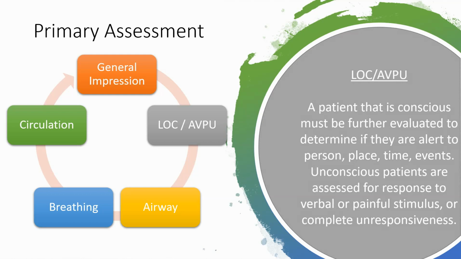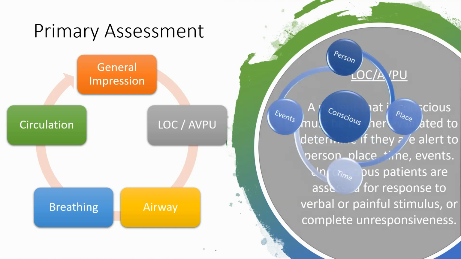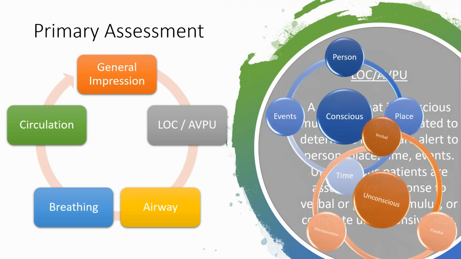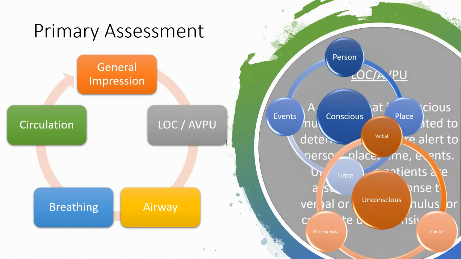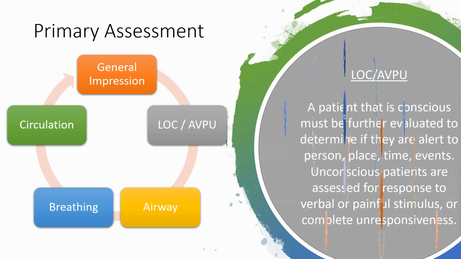So again, level of consciousness ties into AVPU. If they are conscious, then they are going to be alert. If they are unconscious, then we have to determine whether or not they are responsive to verbal, painful, or unresponsive altogether. So when we look at the relationships there, again, for a conscious patient, we're going to determine are they conscious and are they alert to person, place, time, and events, A&O times 4. If they're unconscious, then we go to that verbal, painful, or unresponsive scale.